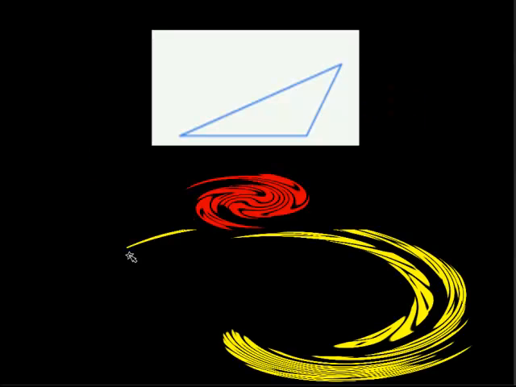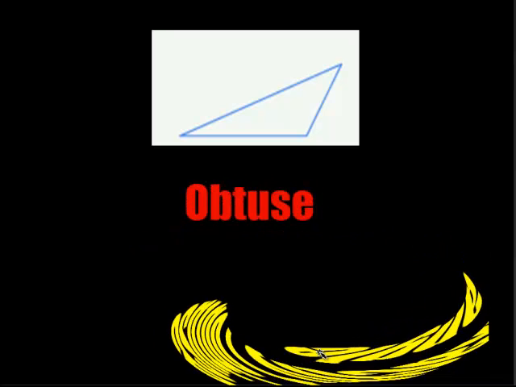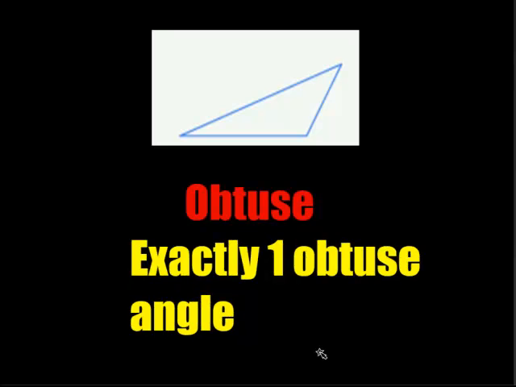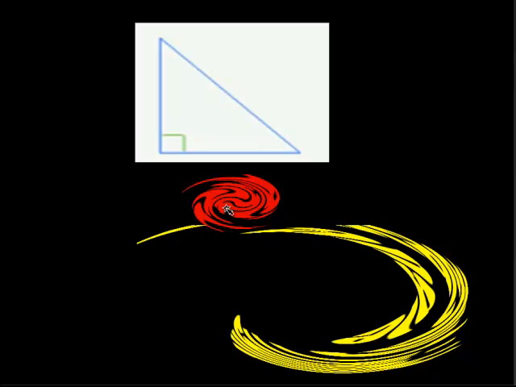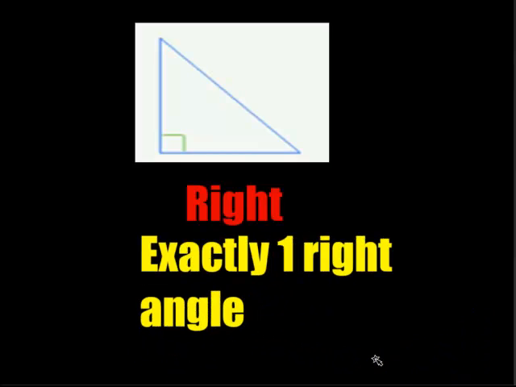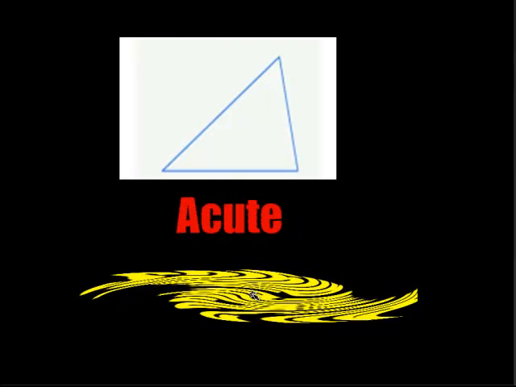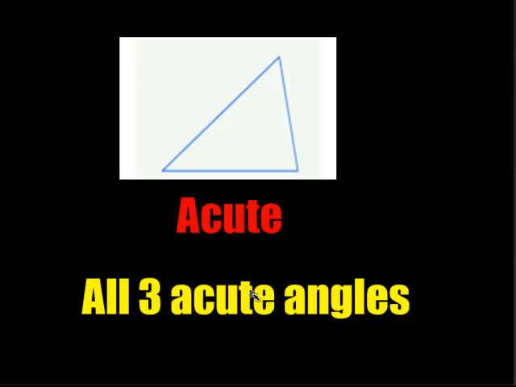Another way to classify a triangle is by its angles. So the first triangle that we have to classify by its angles would be this one, and this is an obtuse triangle. An obtuse triangle has one obtuse angle. It has exactly one, no more, no less. The next one would be a right triangle because it has exactly one right angle. And the last one would be acute. In this one, it would have to have all three acute angles. All three of the angles would have to be smaller than 90 degrees.